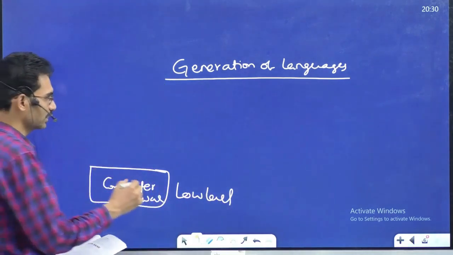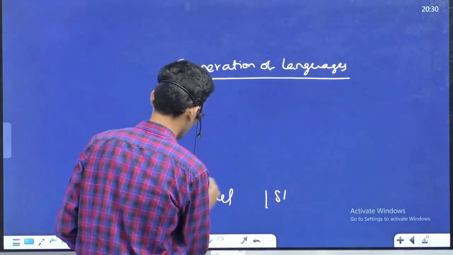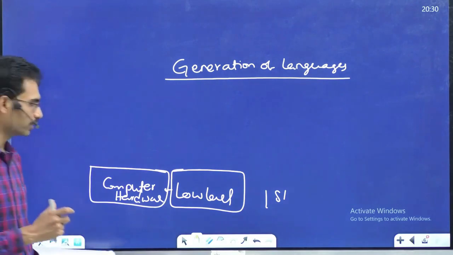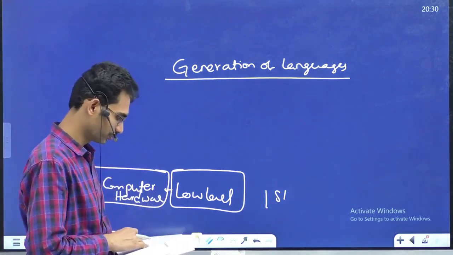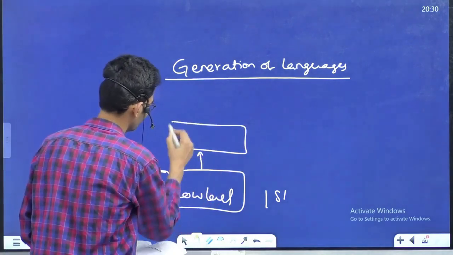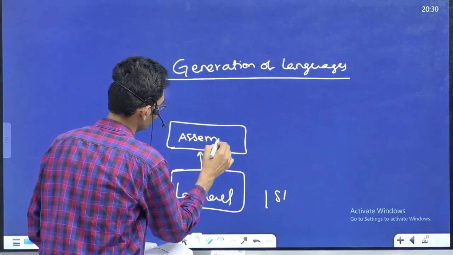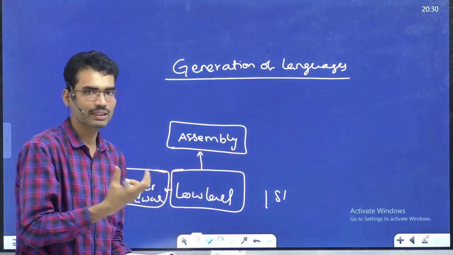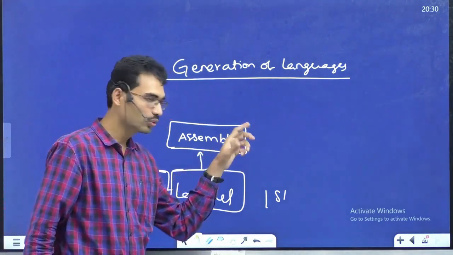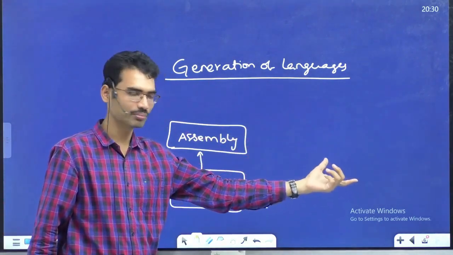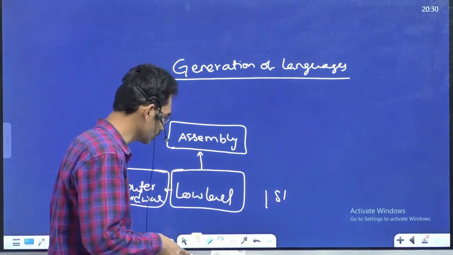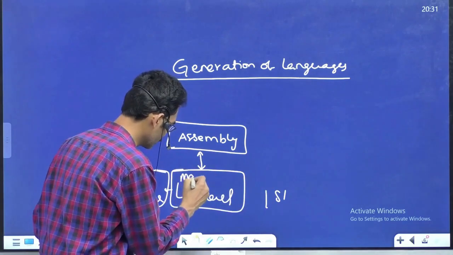This is the first generation. At the lowest level, directly they started speaking with computers. This is first generation. When it comes to second generation, naturally, assembly language, because it can be a little bit understood by human beings, but again, you need some other kind of program, that is an assembler, to translate this assembly language into low-level machine language.